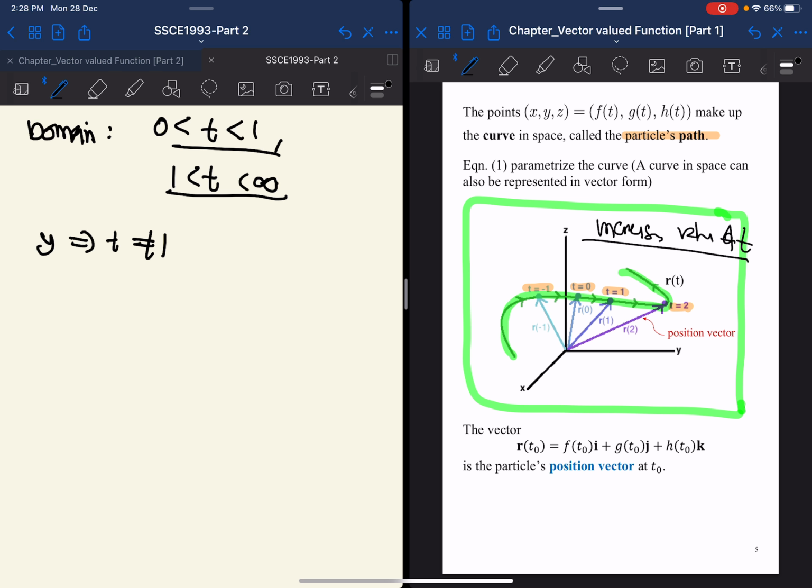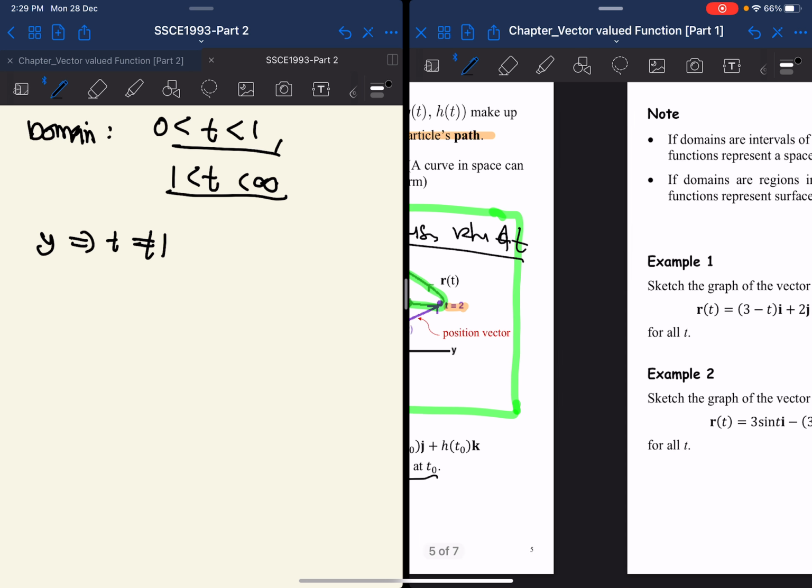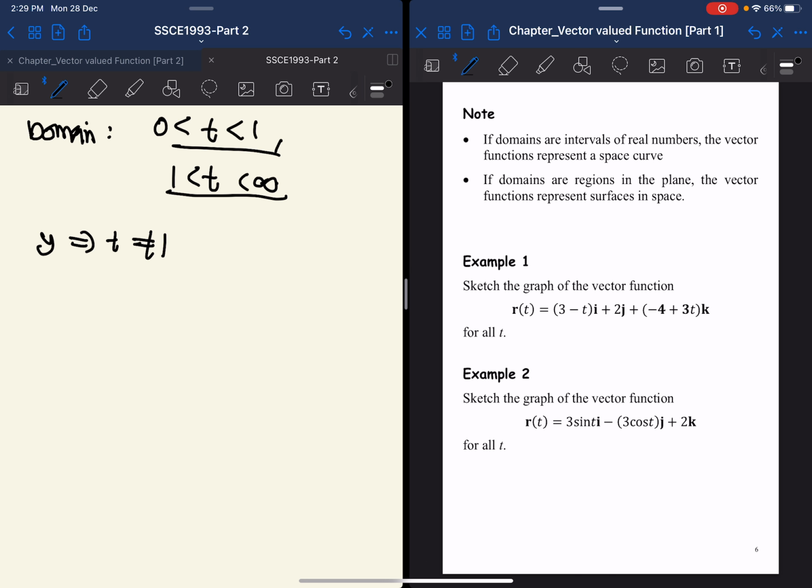So the next one: we can say that this vector is called the particle position vector at t naught. At this point, this line is actually the position vector at t equal to -1. This one is the position vector at t equal to 0, and this one is the position vector for t equal to 1, and so on. Whenever you have a specific time, we call it the position vector at a certain time that you set. That is the idea of how we can get the graph.